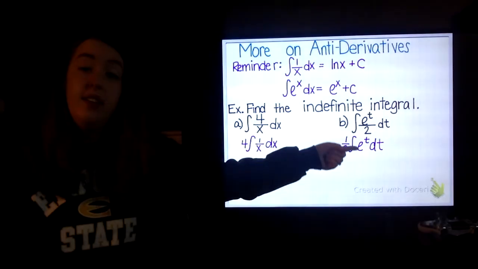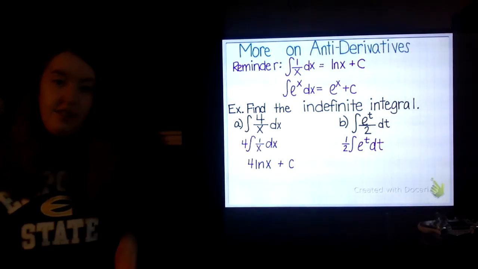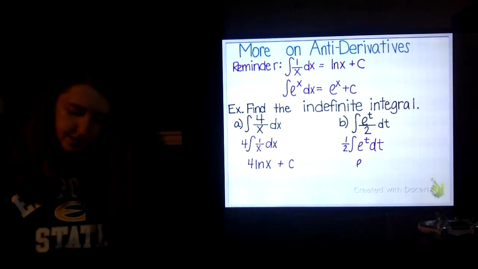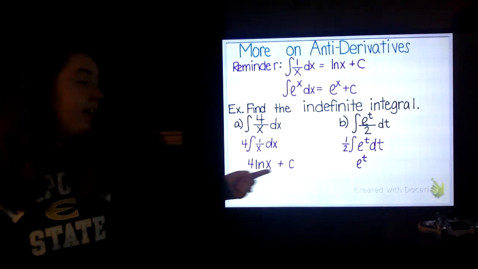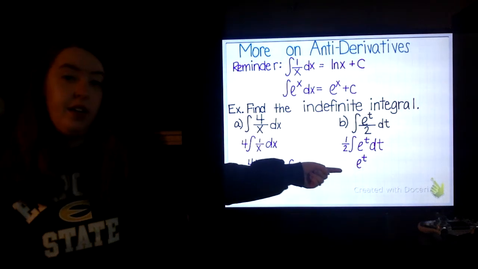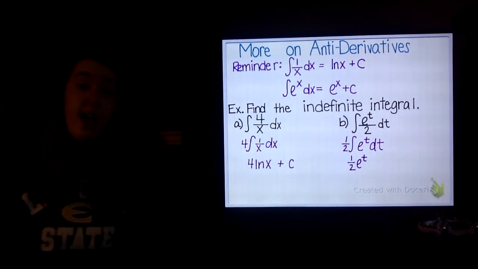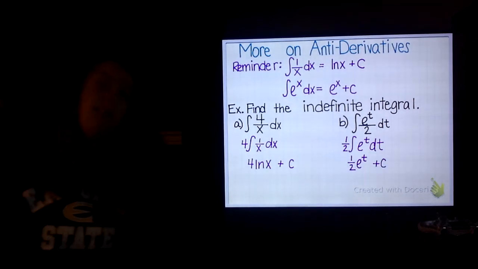So the integral of e to the t is just e to the t. I just change whichever variable I'm using there. Just like before, my constant just drops down with me. So I have 1/2 e to the t. And after every indefinite integral, I need to have a plus c.